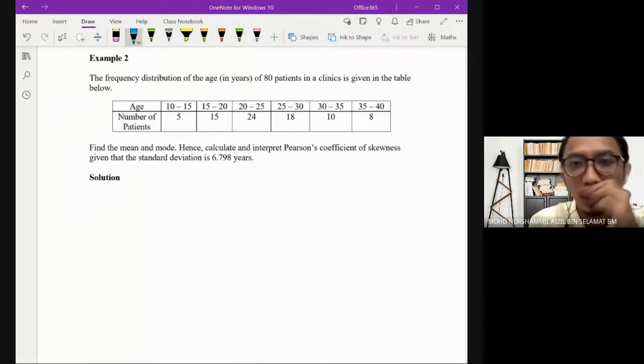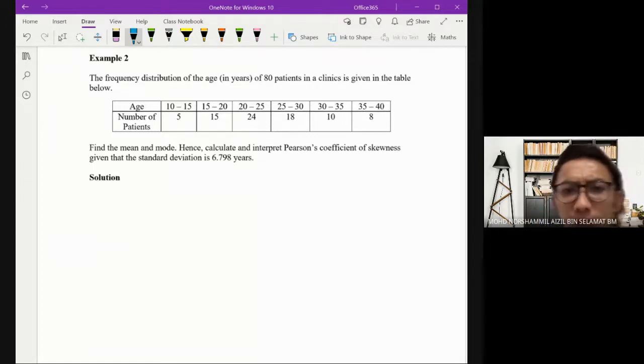The frequency distribution of the age in years of 80 patients in the clinics is given in the table below. Wow, the clinic has 80 patients. If it's this clinic, 80 patients, it's closed already. Full house.